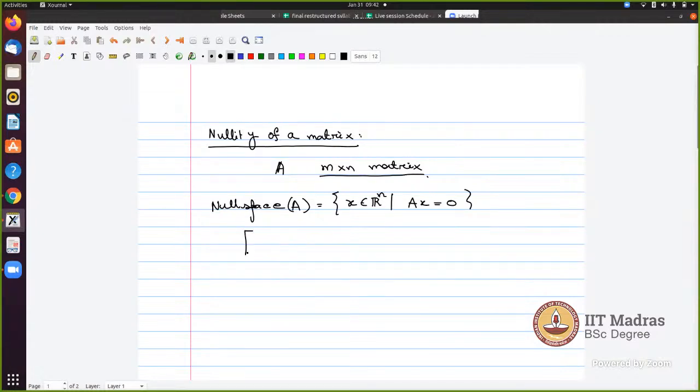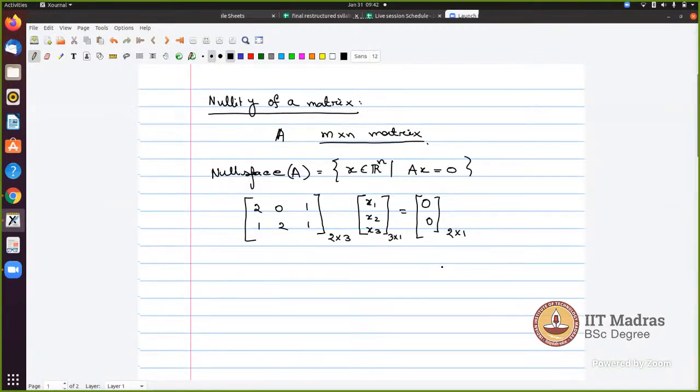So suppose I have a matrix like this, say 2 cross 3. I'm taking an arbitrary matrix. This is a 2 cross 3. Now this x should be 3 cross 1, right? So x1, x2, x3. And this should be 2 cross 1. So all these solutions for x will be in our null space.